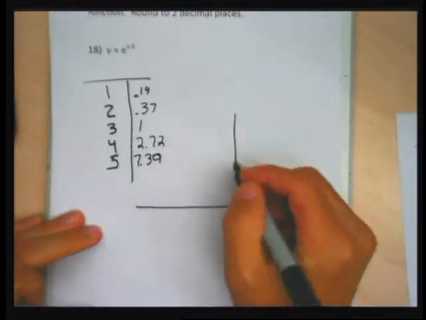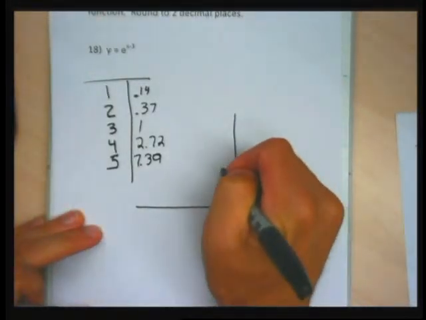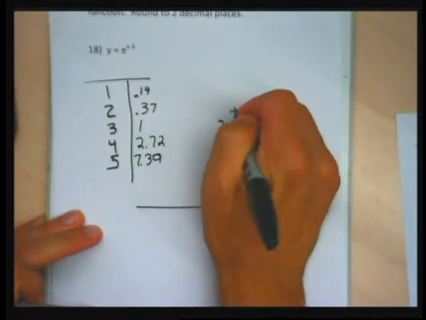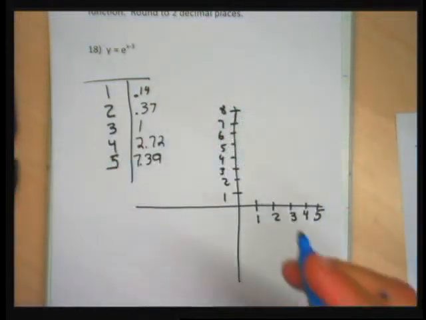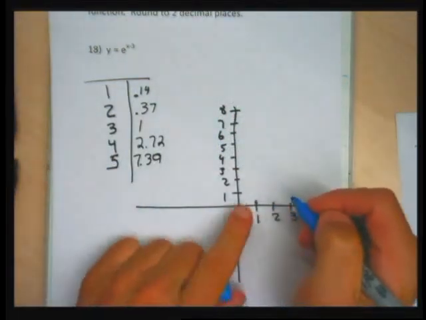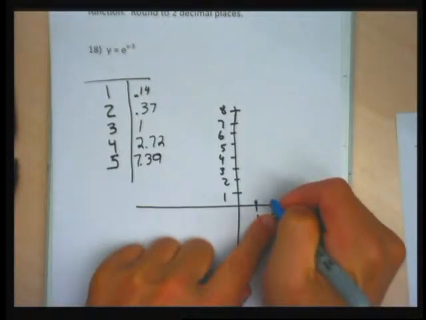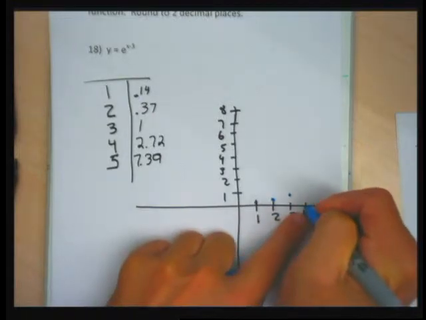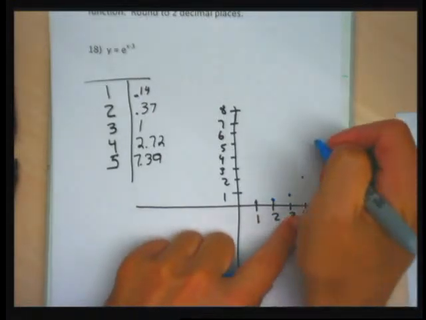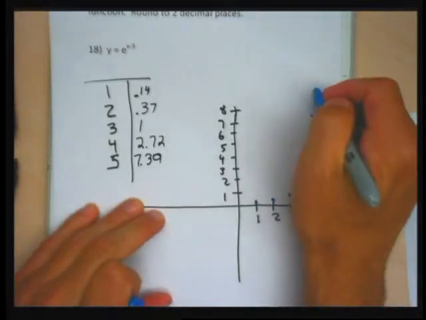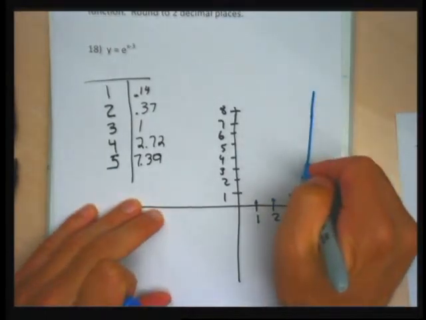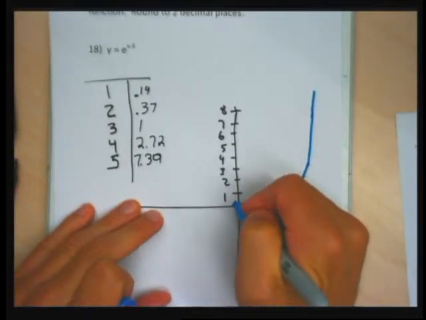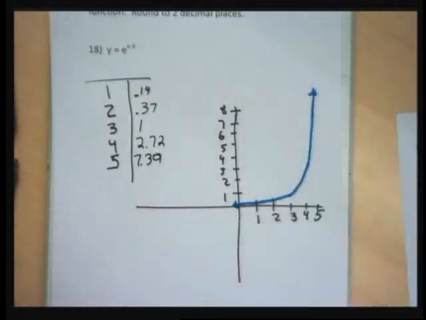So again, on my y-axis, need to get up to that 8. So 1 comma 0.14, go just above the x-axis at 1. 2 comma 0.37, I go up a third of the way between 0 and 1 at 2. 3, I go up to 1. 4, I go up to 2.72. 5, I go up to 7.39. And structurally, the graph is the same. It gets real high on the right, and on the left, it gets closer and closer to the x-axis, but doesn't cross nor touch the x-axis.